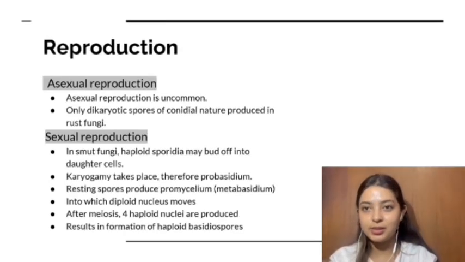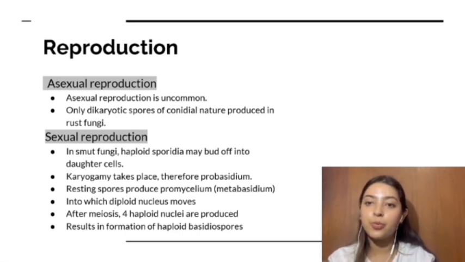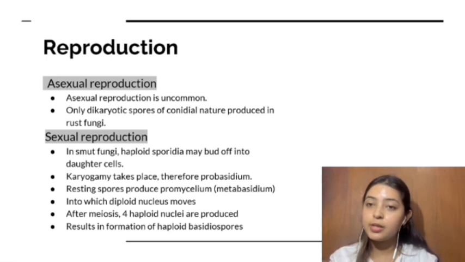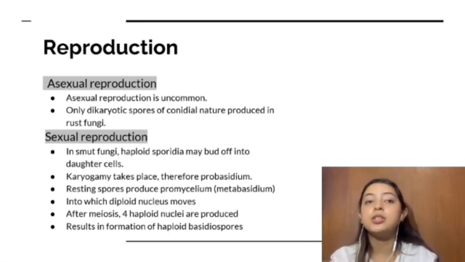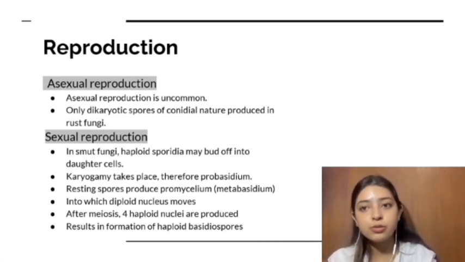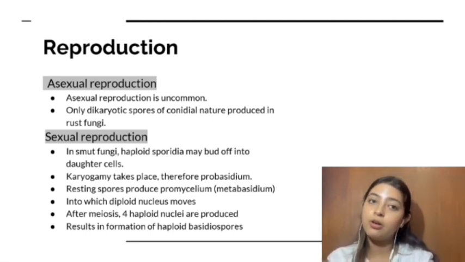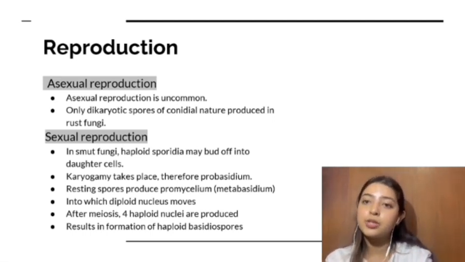Reproduction in Teleomycetes. Asexual reproduction in Teleomycetes is very uncommon. So, let us move on to the sexual mode of reproduction. Number 1, in smuts, haploid sporidia bud off into daughter cells, then karyogamy takes place, due to which the probasidium is formed. The resting spores produce the promycelium, into which the diploid nucleus moves. After meiosis, 4 haploid nuclei are formed. This results in the formation of haploid basidiospores. Moving on to the next slide.